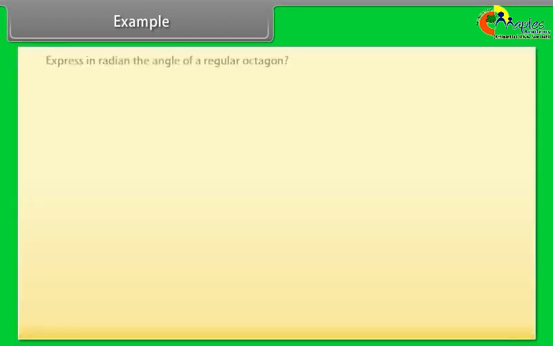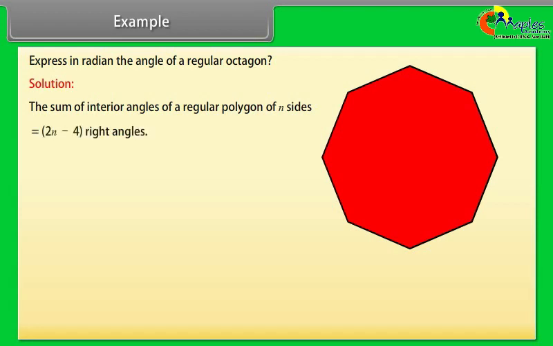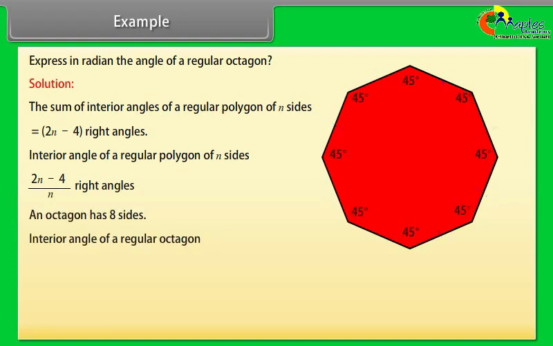Example. Express in radian the angle of a regular octagon. Solution. The sum of interior angles of a regular polygon of n sides is equal to 2n-4 right angles. Interior angle of a regular polygon of n sides is (2n-4) by n right angles. An octagon has 8 sides. Interior angle of a regular octagon is equal to 2 into (8-4) whole upon 8 right angles.